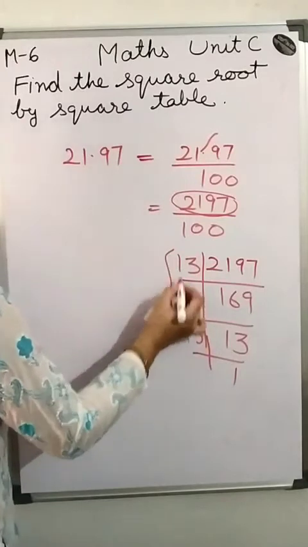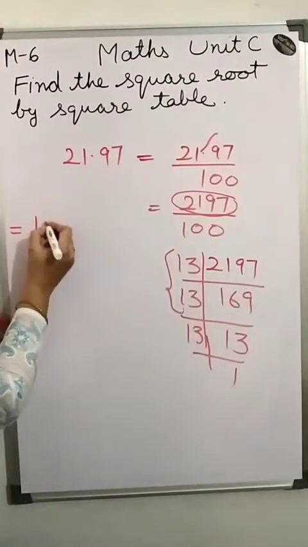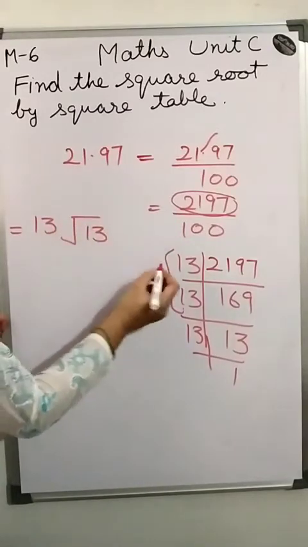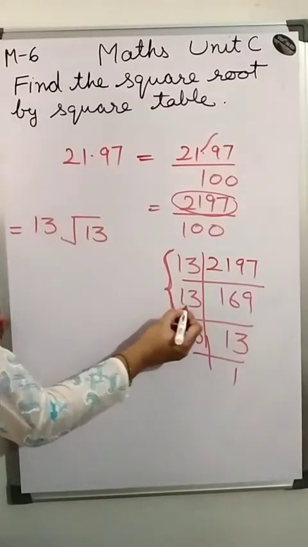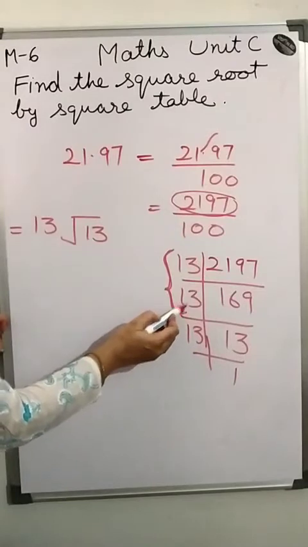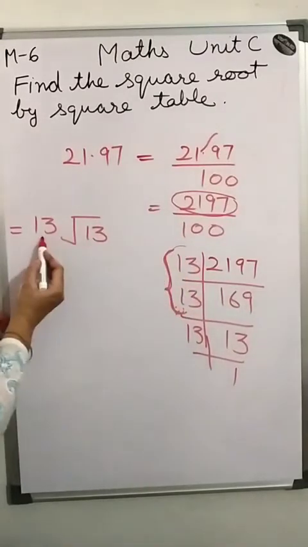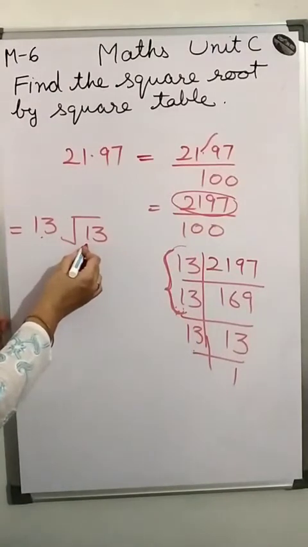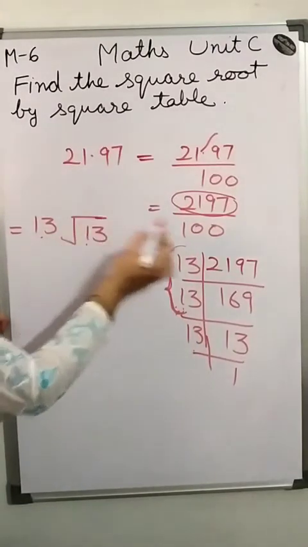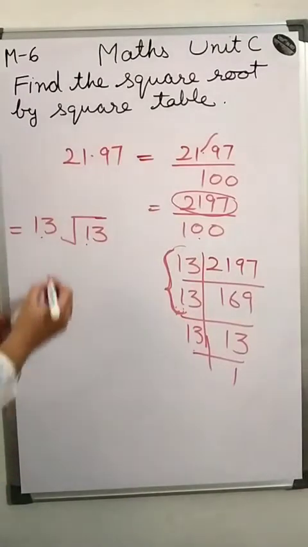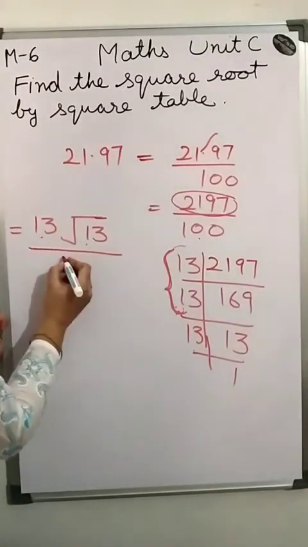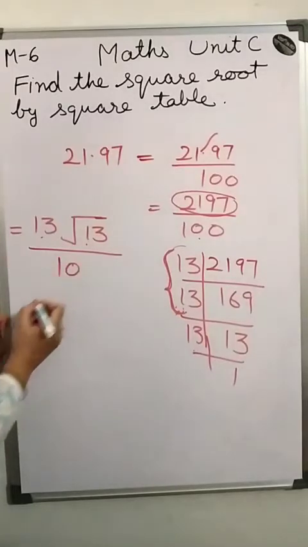Make it pair. So it becomes 13 outside, and one is unpaired. So you write down 13 here. We write down one number from this pair of 13 here, and this 13 we write inside the square root. And the factors of 100, if we calculate, it is equivalent to 10 into 10, 100. So we can write 10 here.